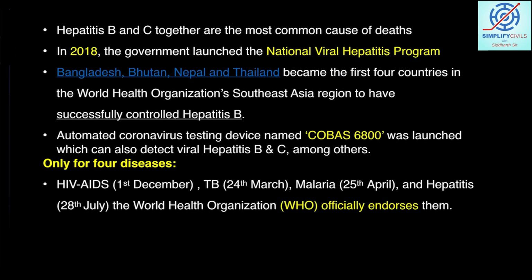Let's go further, and look forward for such kind of questions if they come up in the future. Anyways, there is another term, COBAS 6800. What does it mean? It is basically a testing kit for hepatitis B and C, and later on it was used for coronavirus testing also. So that's why it was in the news. So I have mentioned it here. General point, nothing much, current affair based.